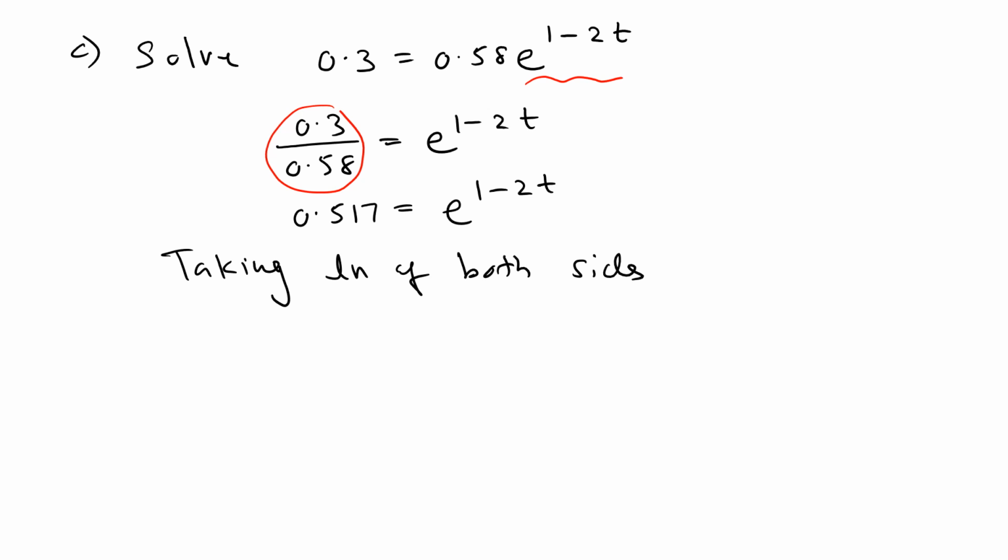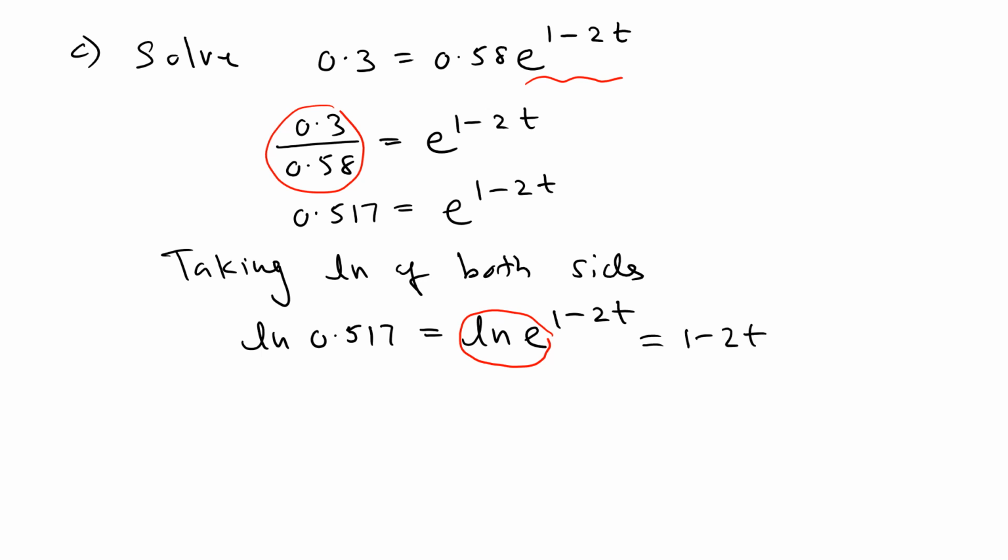If you take ln of both sides, you're going to see that ln 0.517 equals ln e to the 1 minus 2t. We talked about this one earlier: if you have e and ln, they cancel out. This is one of the properties that we learned earlier, so this simply gives you 1 minus 2t.